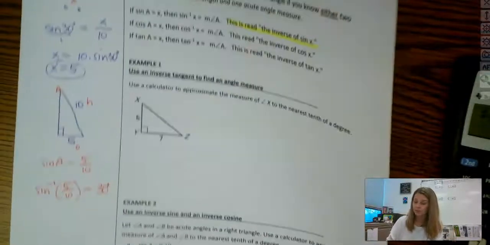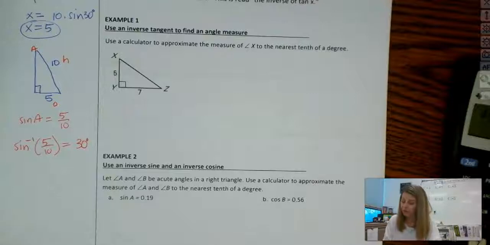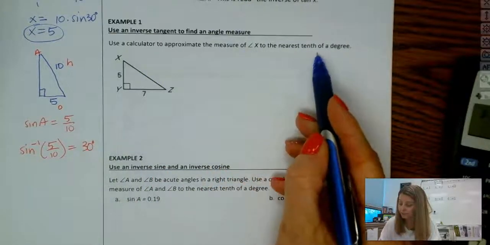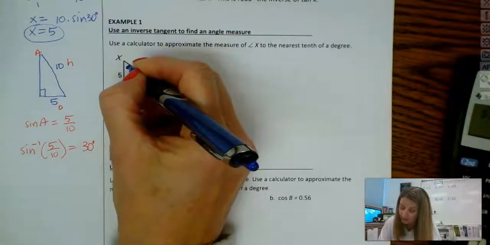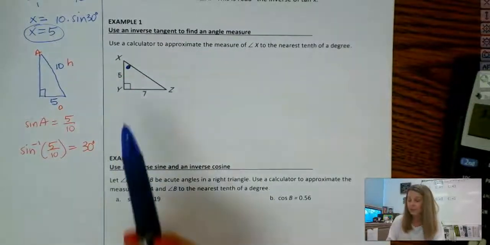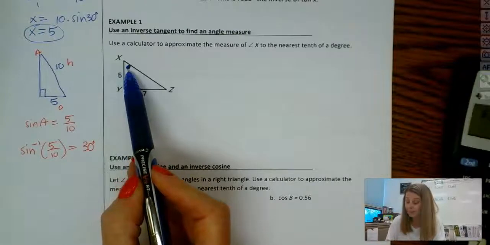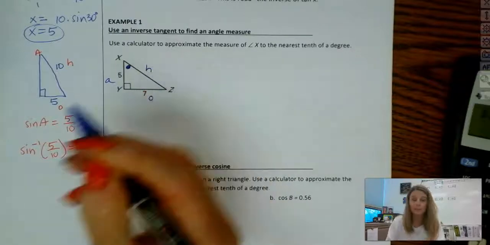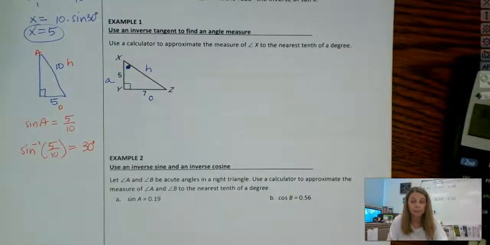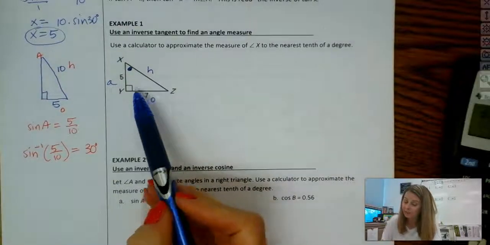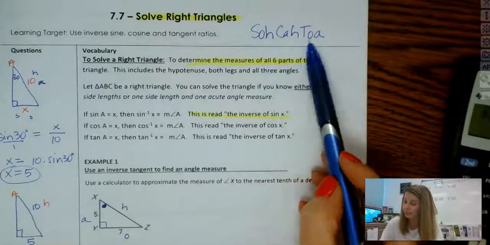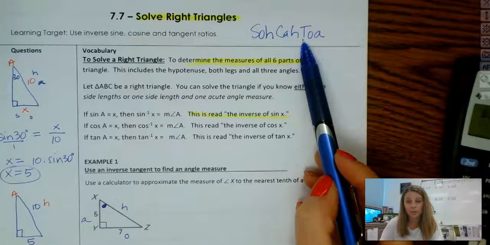So number 1 here, let's start by approximating angles. So I'm going to use a calculator to approximate the measure of angle X to the nearest 1/10 of a degree. So I like to put a dot on the angle I need to use. So from angle X, my 7 is opposite, my 5 is adjacent, and I like to still put hypotenuse on there just to make sure I didn't mix up adjacent and hypotenuse. All right, so now I'm looking at 5 and 7, A and O. SOHCAHTOA says I want the tangent ratio, TOA.